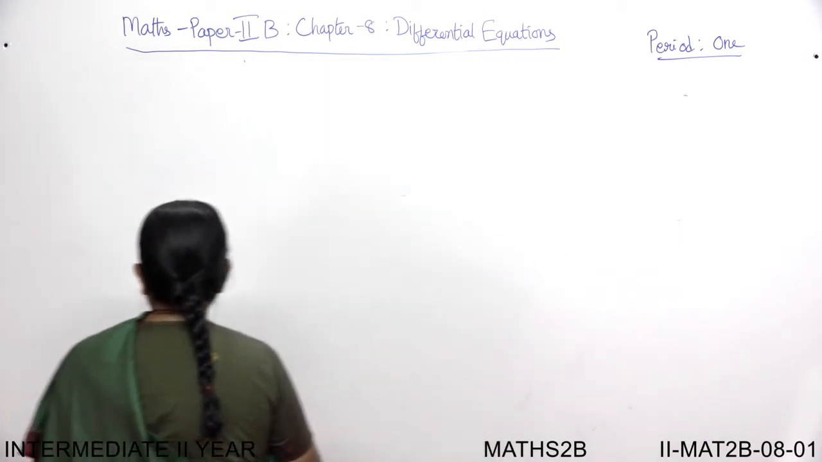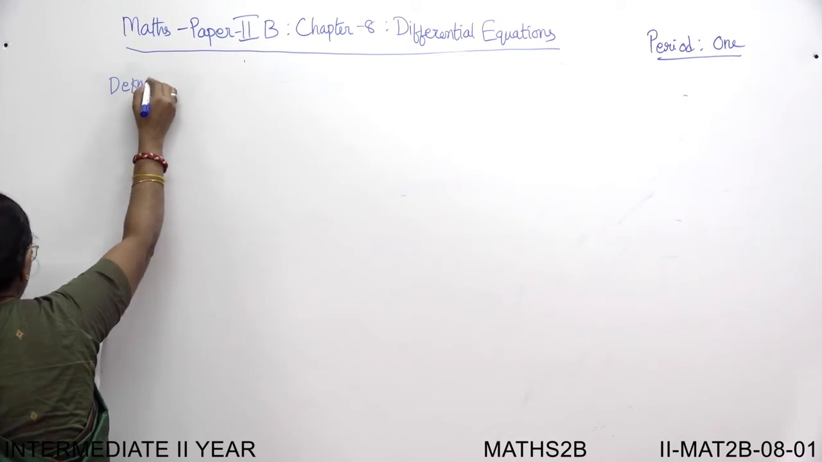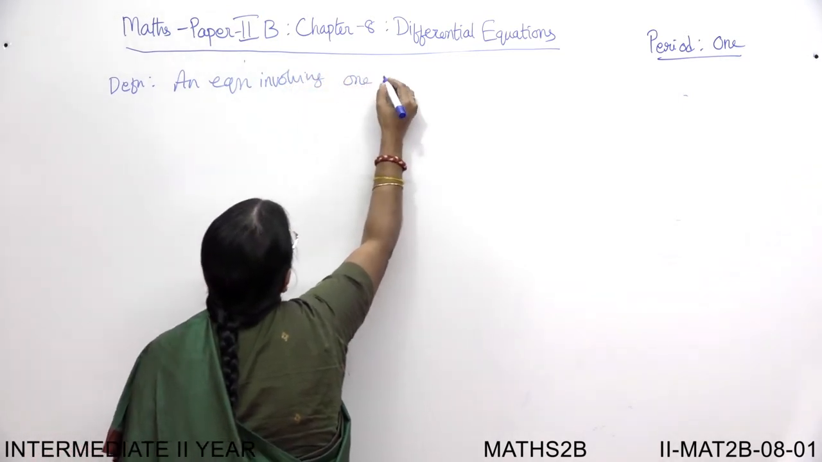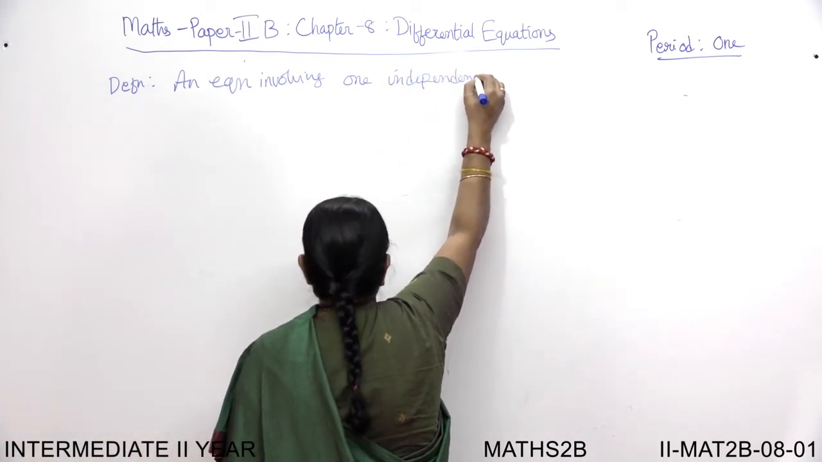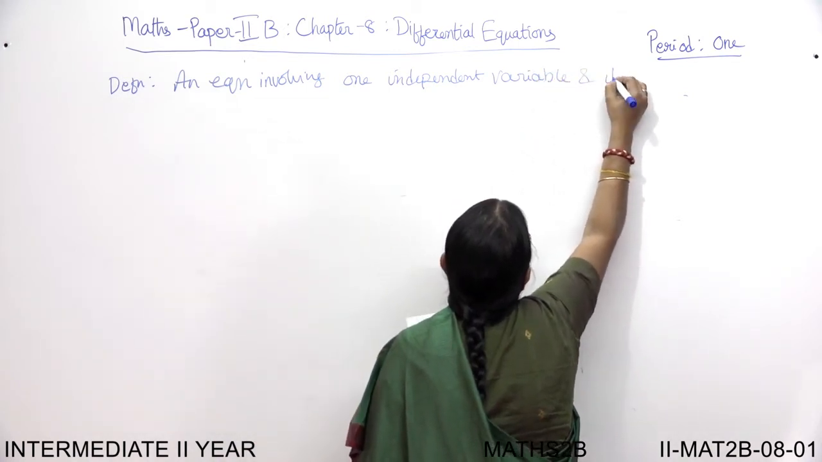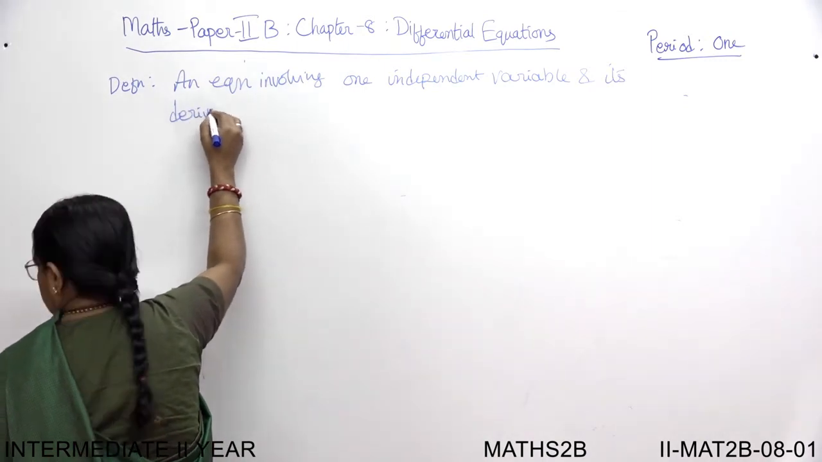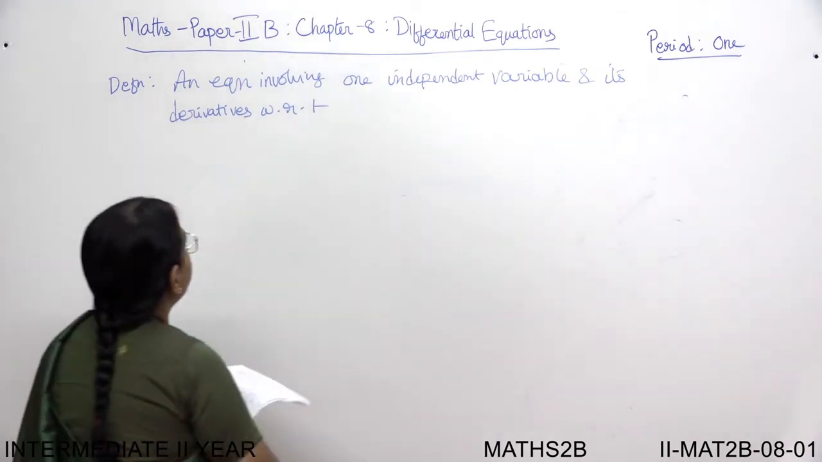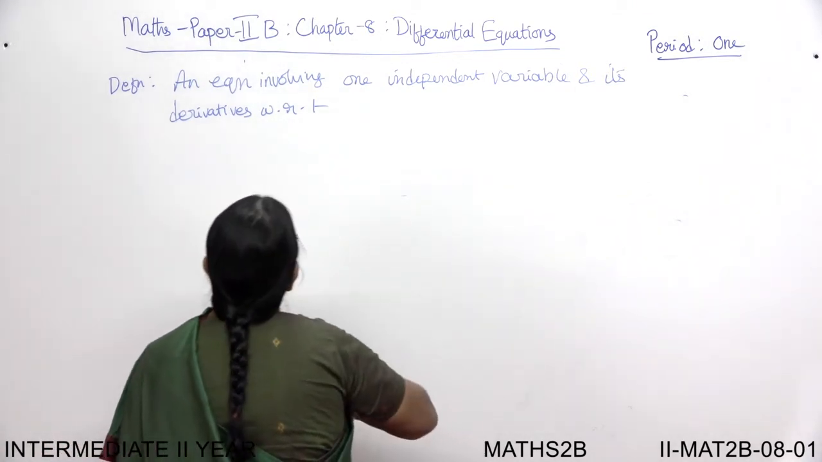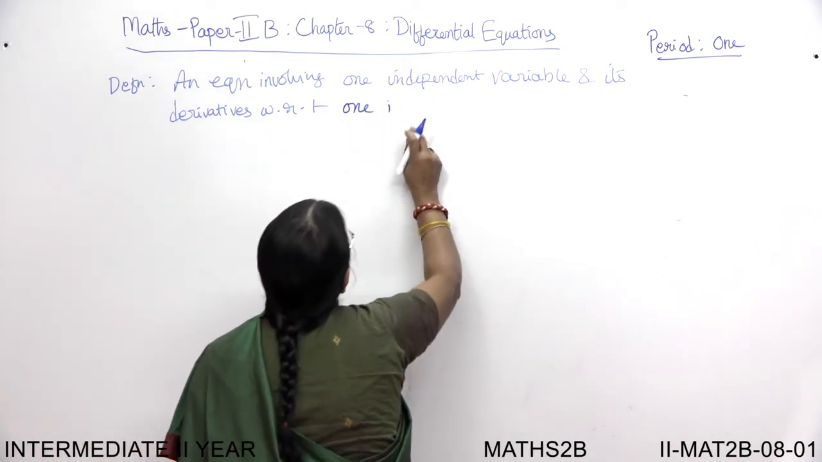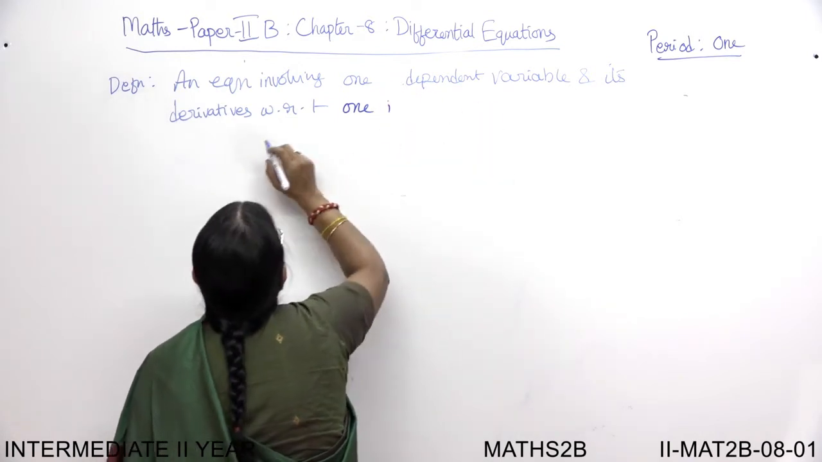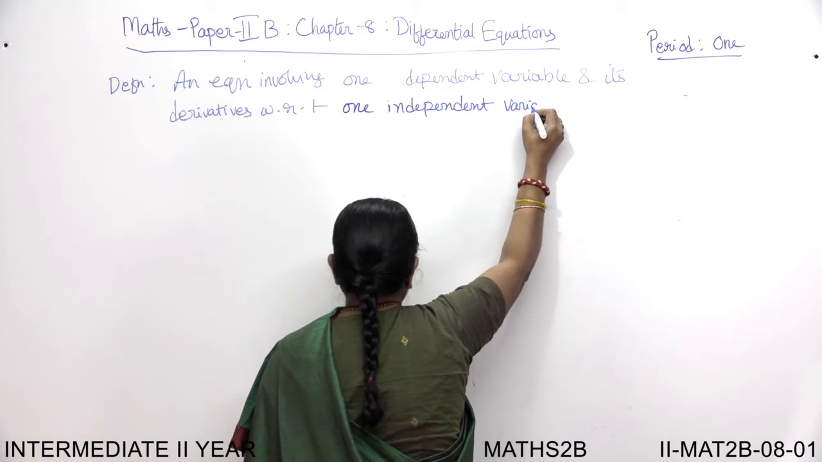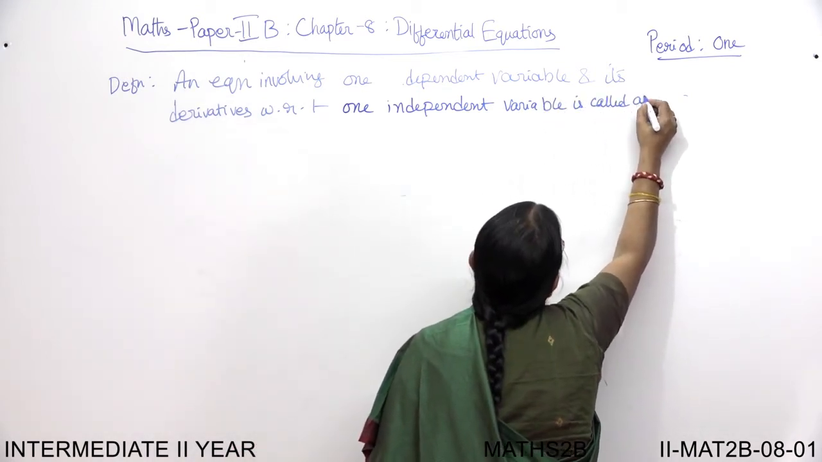Now we'll write the definition of the differential equation. The definition is: an equation involving one dependent variable and its derivatives with respect to one independent variable is called an ordinary differential equation.